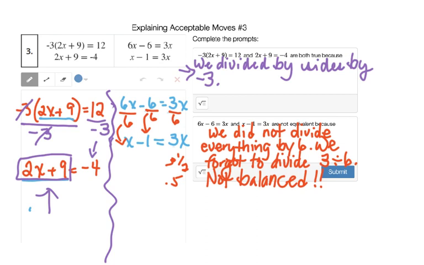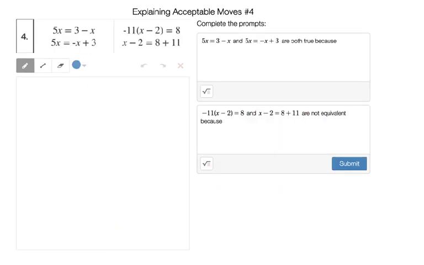So what I wrote here is we did not divide everything by 6. We forgot to divide 3 by 6. It's not balanced. So those were the explaining acceptable moves. And again, notice we never solve for anything. All we're trying to do is recognize the error that happened and realize what we can and cannot do when we look at equations. All right, moving on now to the next slide.